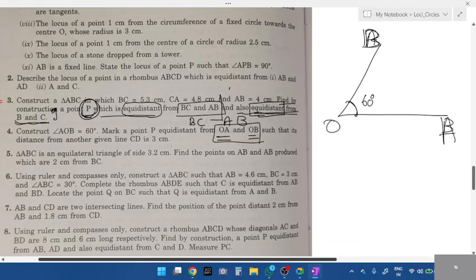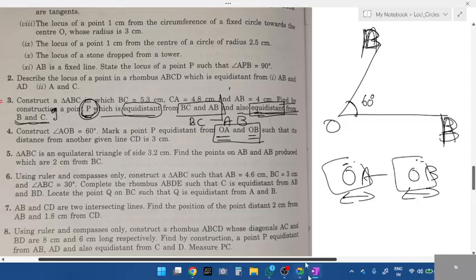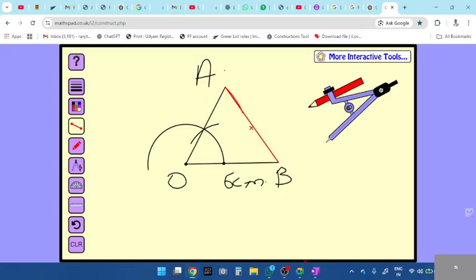Read the second part. What is given? Mark a point P equidistant from which two lines? OA and OB. Yes. So for OA and OB, when two lines are given, see, this is the line, this is the line. Angle bisector. What is common to them? Which point is common? O is common. Very good. So from O, you have to cut an arc.